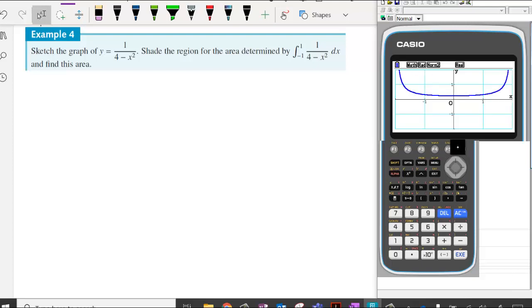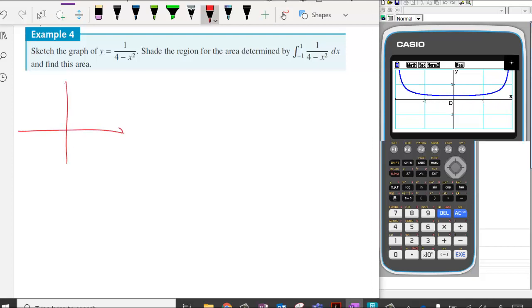Alright, so let's start by sketching this. We can see that it all exists above the curve, so we don't have to break it into parts. So we're looking at the function between -1 and 1. So it's quite shallow at these points. So here's our bounds, and this is the area that we're trying to calculate.